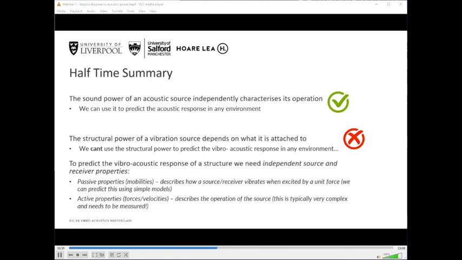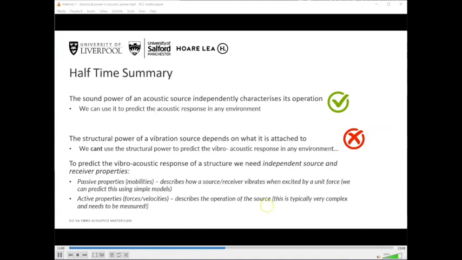So in order to predict a vibroacoustic response for a structure, we need independent source and receiver properties, which describe the active and the passive behavior of the structure. Passive properties, for example, mobility, describe how a structure vibrates when it's excited by a unit force. We can often predict mobilities and similar passive properties using simple analytical or numerical models.